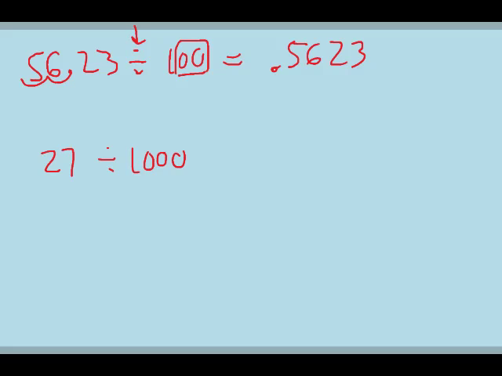Now if I start with a whole number like 27 divided by 1,000, the decimal for any whole number is right after the last number. So now I have to shift it 3 times to the left because I'm dividing. Whoop, whoop, whoop. Once again, if I have that little spot there, I have to fill that in with a 0, and I get 0.027.